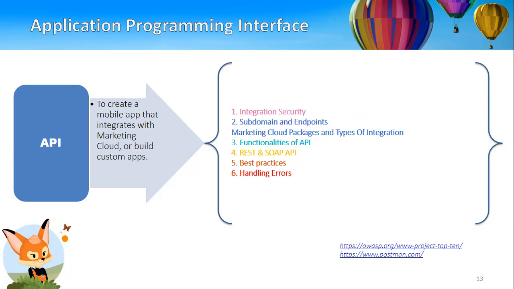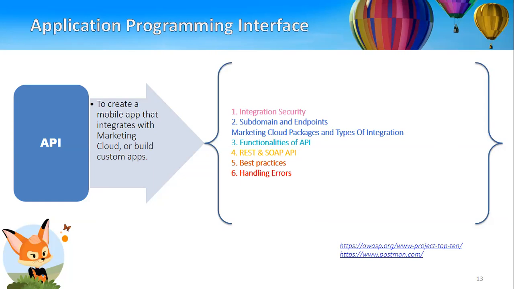So next is API. Whenever you need to connect a different platform, like a third-party service, to Marketing Cloud, then API comes into the picture. The full form of it is Application Programming Interface, and one of the use cases is to create a mobile app integrated with Marketing Cloud, or to build some custom apps. You can make use of APIs.